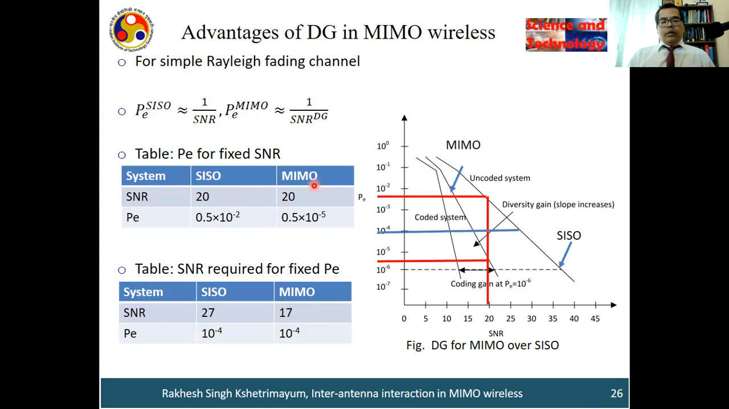Another case is you fix the probability of error in the data transmission at around 10 to the power minus 4. How much is the signal to noise power ratio, SNR?